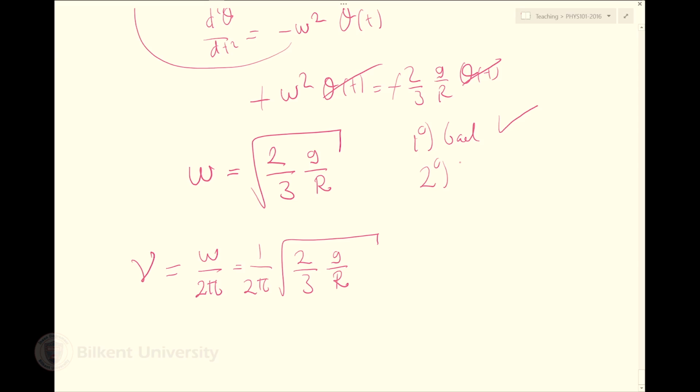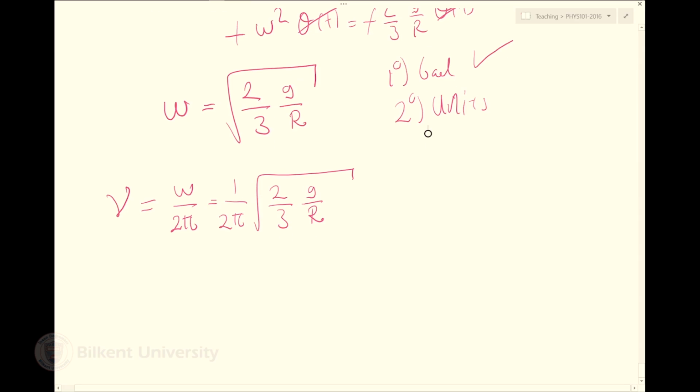How about units? What should be the unit of frequency? Hertz, which is 1 over seconds, right? Which is equal to the square root of g, which is meters per second squared, over r, which is meters. So units also check.